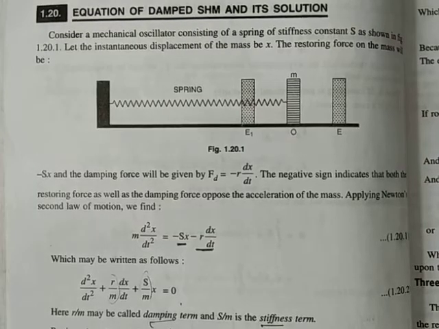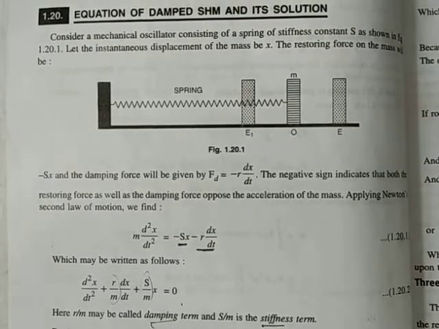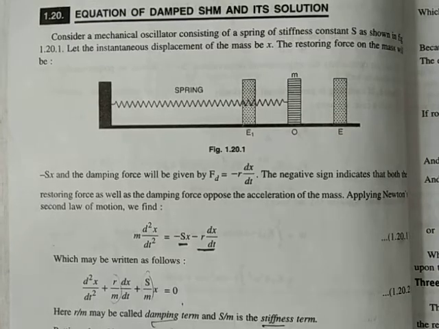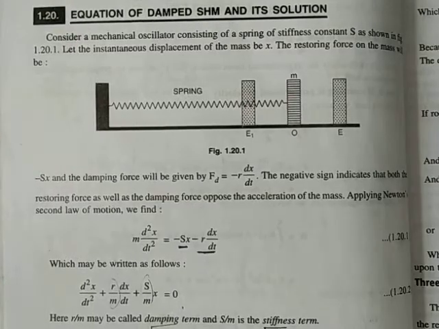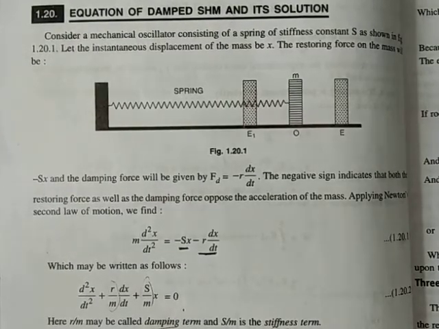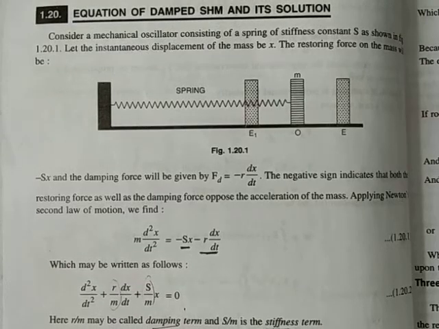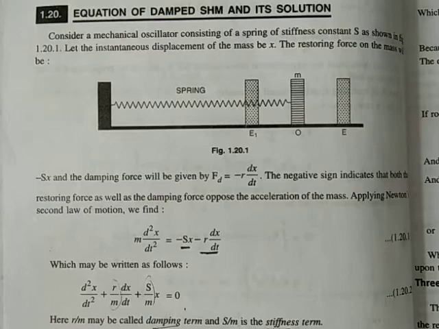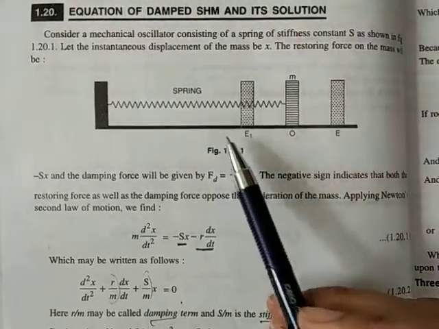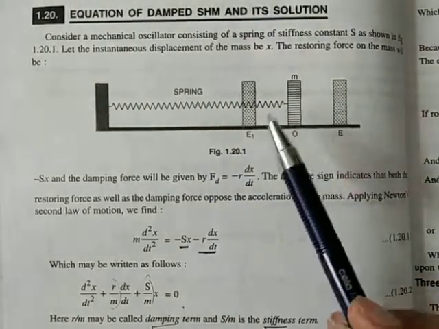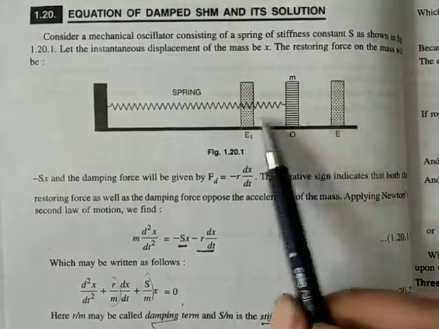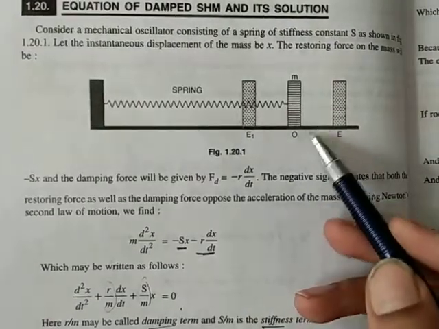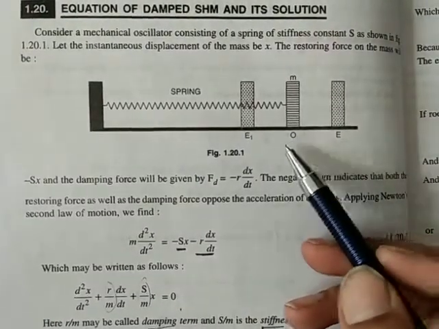Today we are going to discuss the equation of damped simple harmonic motion and its solution. Just like we have done in the case of ideal simple harmonic motion, in which we haven't discussed any kind of damping. There we only discussed a mechanical oscillator, and the surface on which it oscillates was supposed to be frictionless.